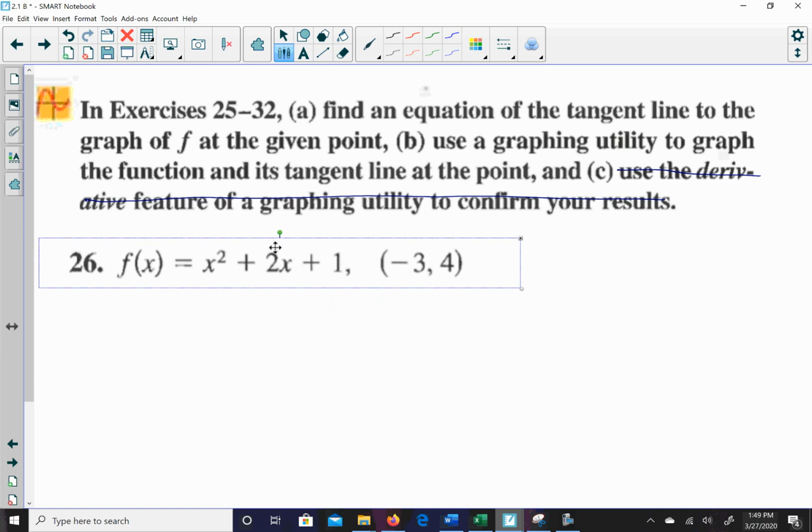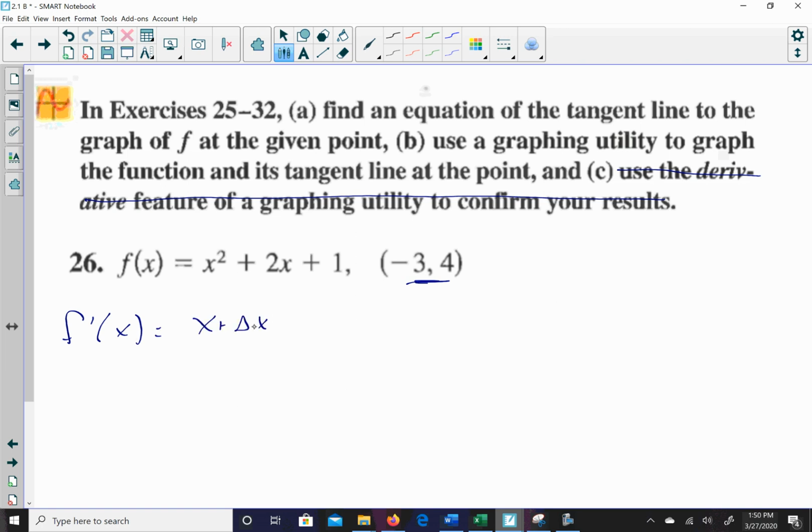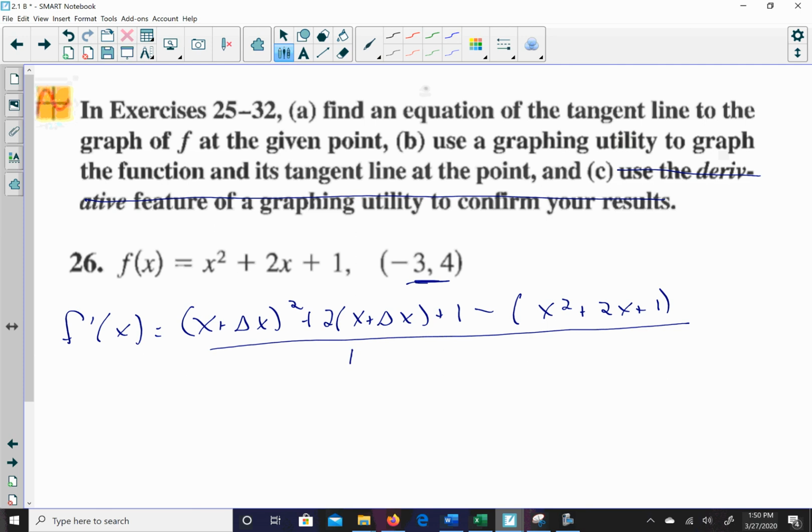All right, so this one, I have this function. I want to find the equation of the tangent line, so I'm going to find the slope of the tangent line at this point. So first thing I'm going to have to do is find the slope of the tangent line. To find the slope of the tangent line, that means I have to find the derivative, which means I'm going to do (x plus delta x) squared plus 2 times (x plus delta x) plus 1 minus f of x, which is x squared plus 2x plus 1. And this is all over delta x.